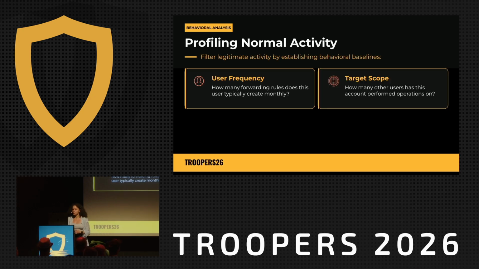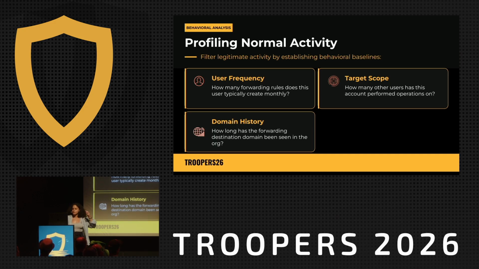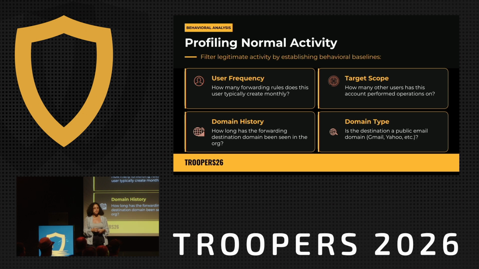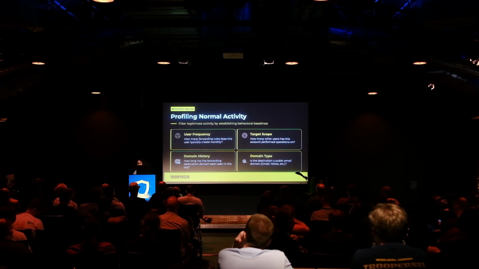Then, target scope. Is this account acting only on its own mailbox, or is it touching other users' mailboxes too? Then, domain history. Has this forwarding destination been seen before in the organization? And finally, domain type. Is it going to a public email provider like Gmail or Yahoo? In this campaign, we saw that it actually went out to a Gmail address. So these are important questions, and each of these dimensions helps us separate normal from suspicious. But the key principle here is that no single dimension is enough. It's the combination of all these things that creates high confidence detections.